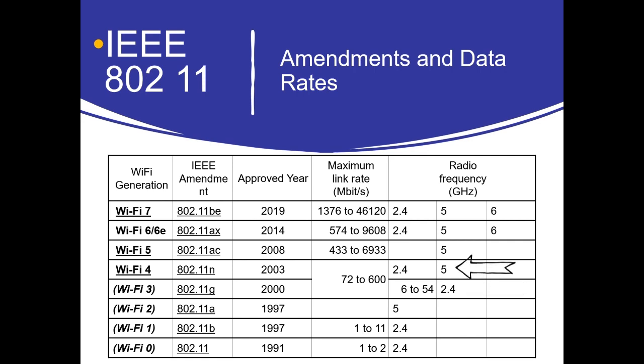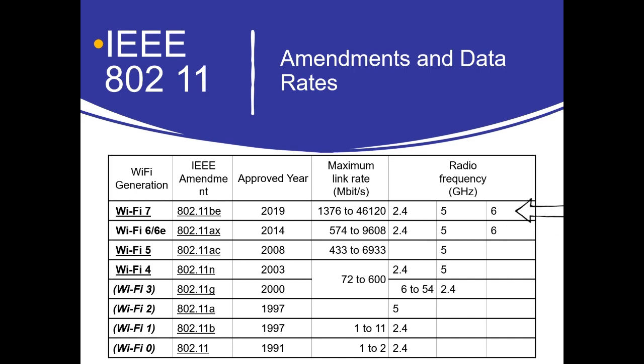11n is very popular, released in 2003, and it could support both the 2.4 and the 5 gigahertz bands. Then Wi-Fi 5, which is very popular nowadays. Most laptop NIC cards support this generation of Wi-Fi. There is barely any laptop that doesn't support Wi-Fi these days. Wi-Fi 6, which we call 11ax, was released in 2014 and could support up to 9.6 gigabits per second, which is very high speed, comparable to optical fiber speed, and could support 3 bands: the 2.4 gigahertz, the 5 and the 6 gigahertz.